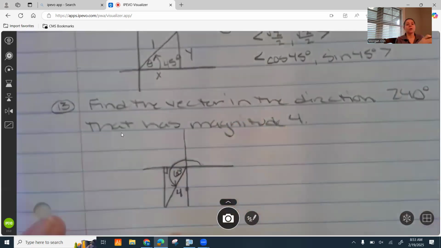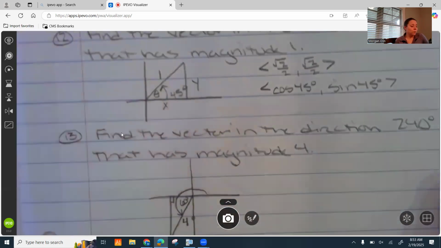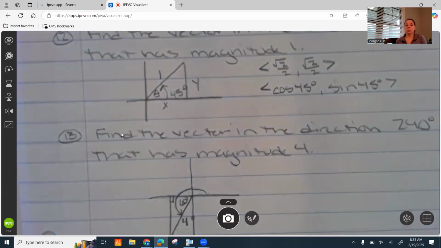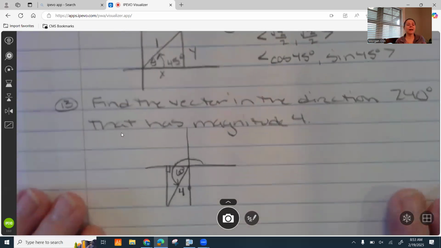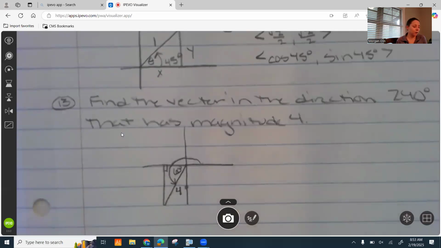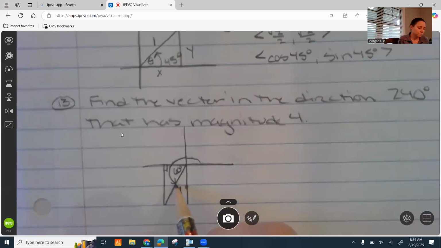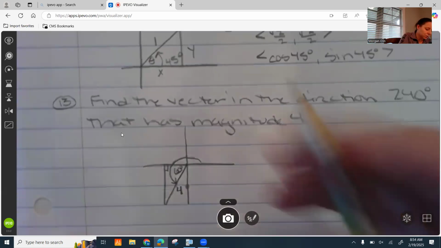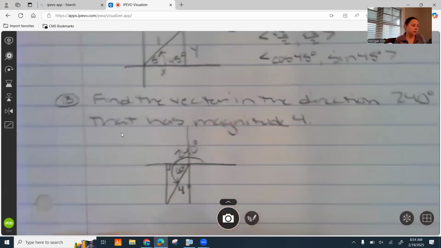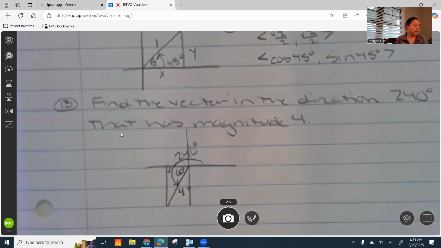Now when the magnitude is 1, we can straight up think unit circle, because the radius of the unit circle is 1. Here we can kind of think that, except we have a 4 right here. Now here's one thing. So this is 240 degrees. You can think about this for a second.